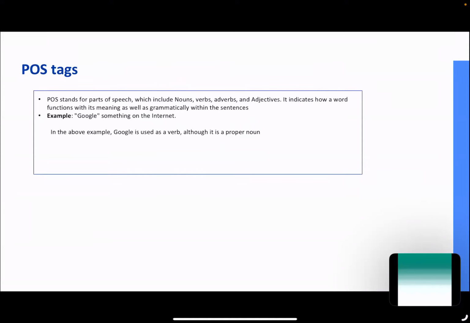Like in this case, we have a sentence, and in any sentence where Google will be used, we can name Google as a verb, although it is a proper noun.